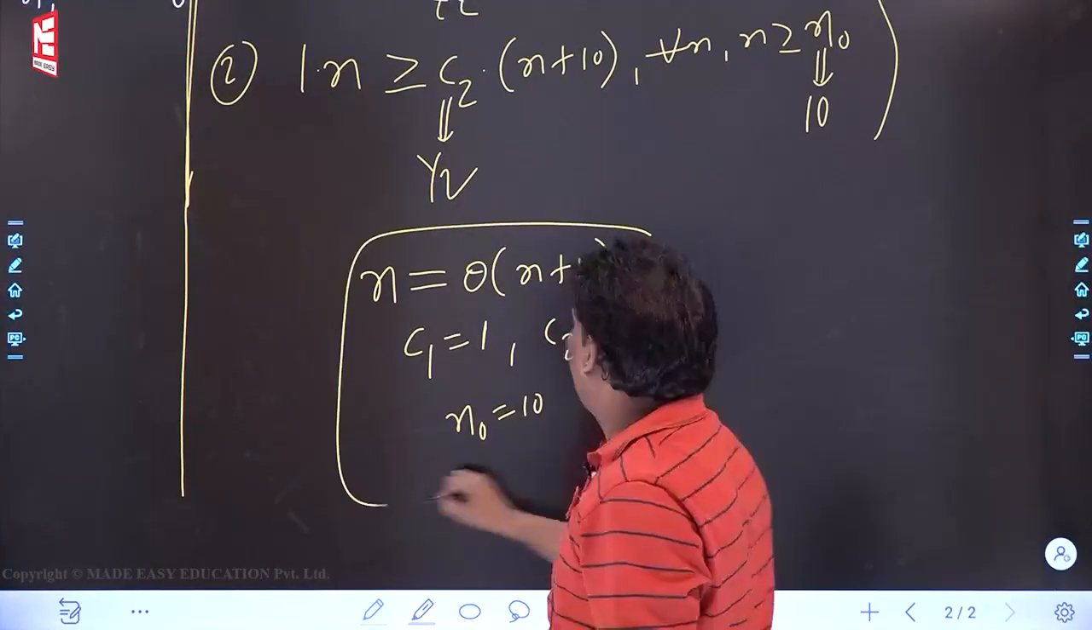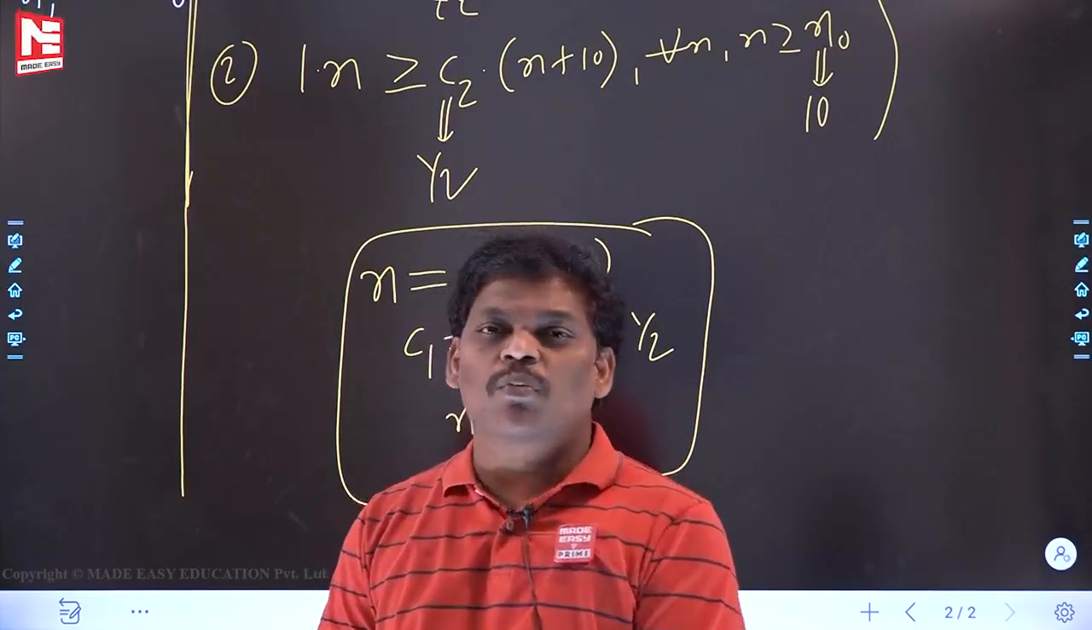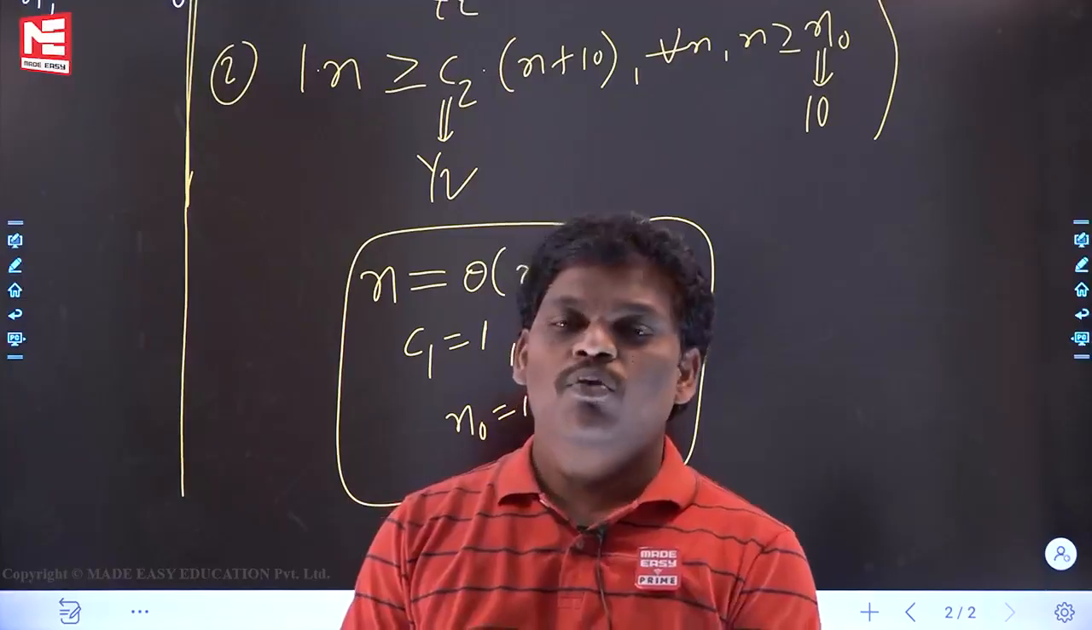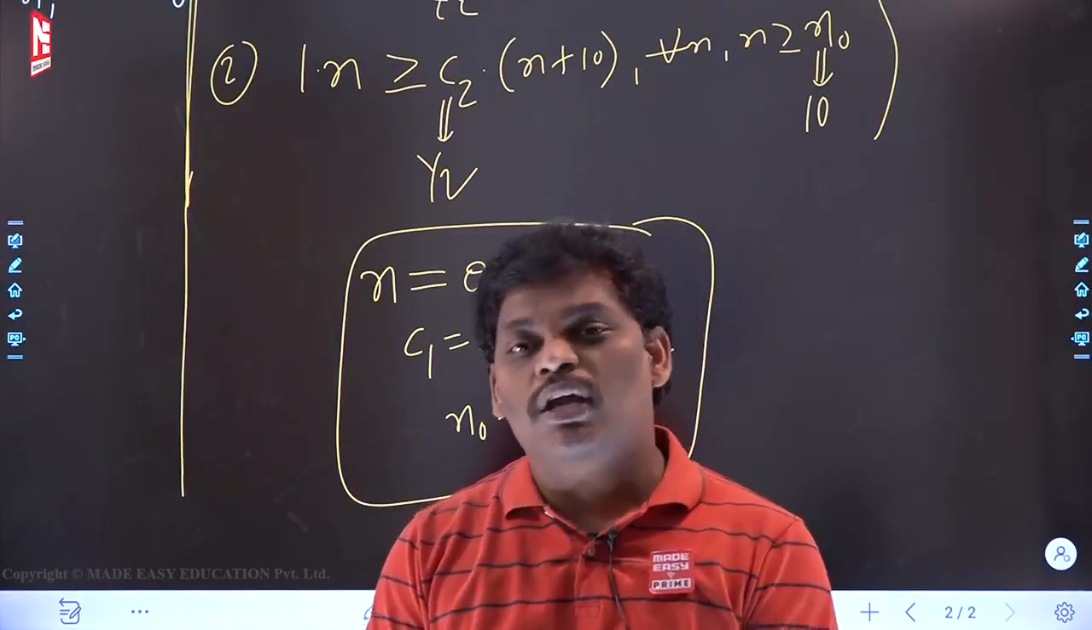Then I can say theta. This is the theta. Between two people, theta possible. What is the meaning? Big O possible and omega possible. Big O possible for which constant? 1. Omega possible which constant? 1 by 2. From which place onwards both are working?